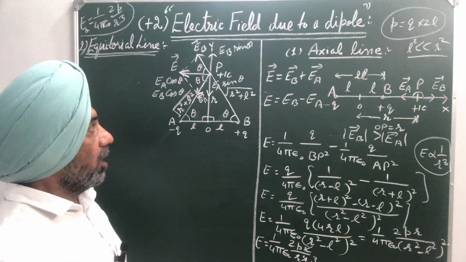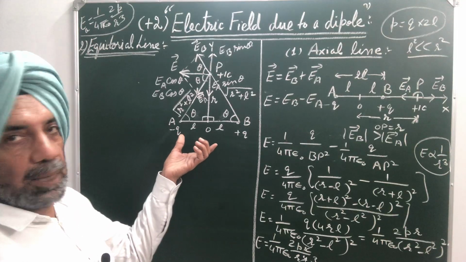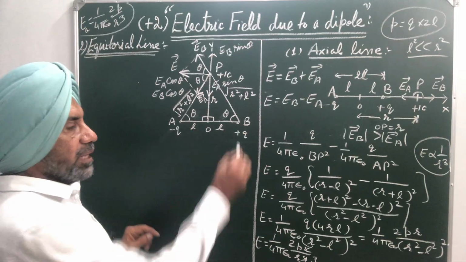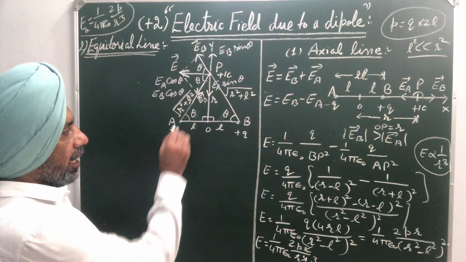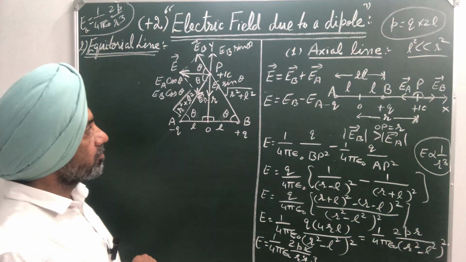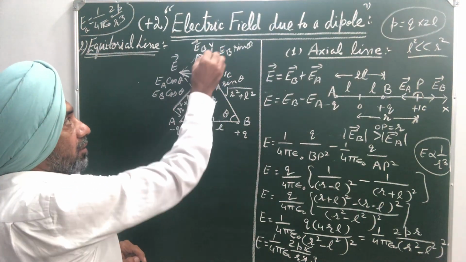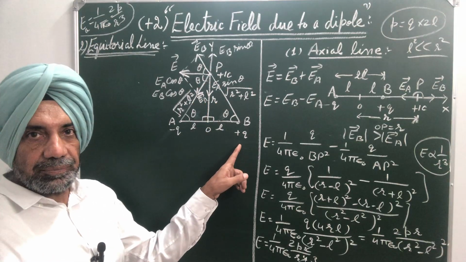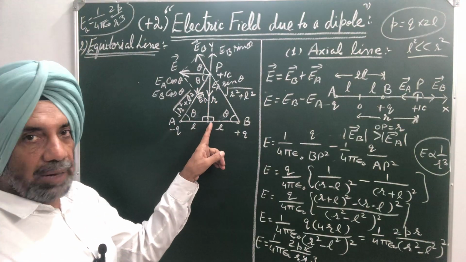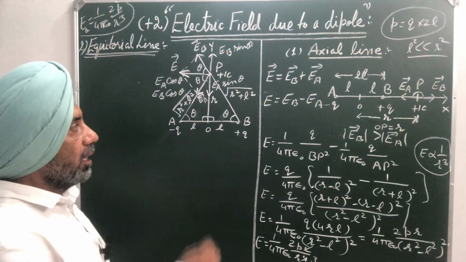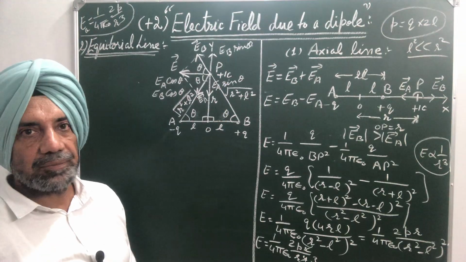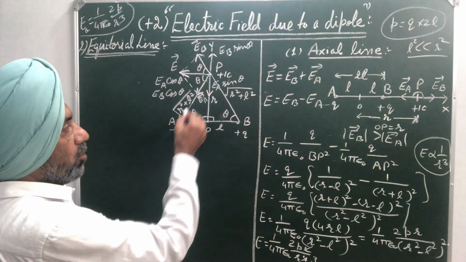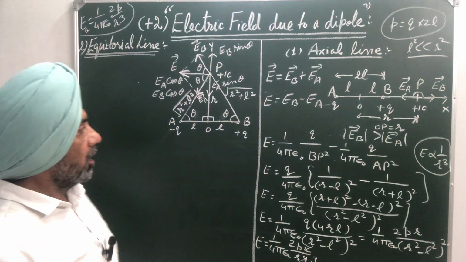Next, now the electric field due to a dipole at a point on the equatorial line. So let again AB be the dipole, minus Q charge at A, plus Q charge at B. Let OY be the equatorial line, that is, the perpendicular bisector of the dipole. A line passing through the center of the dipole and perpendicular to the length of the dipole is called the equatorial line. Let P be any point on the equatorial line where the electric field due to the dipole is to be determined.